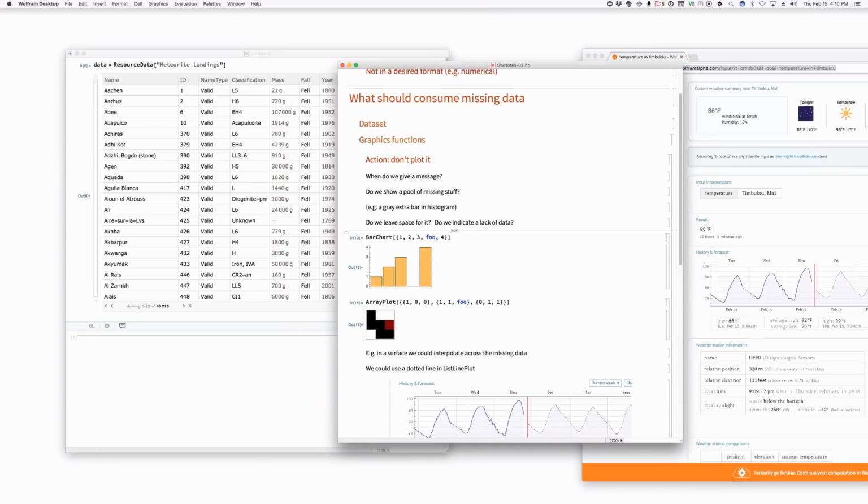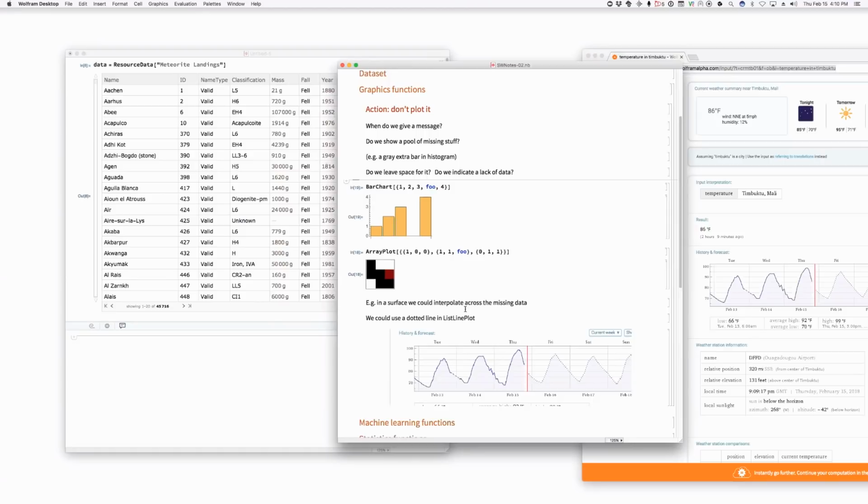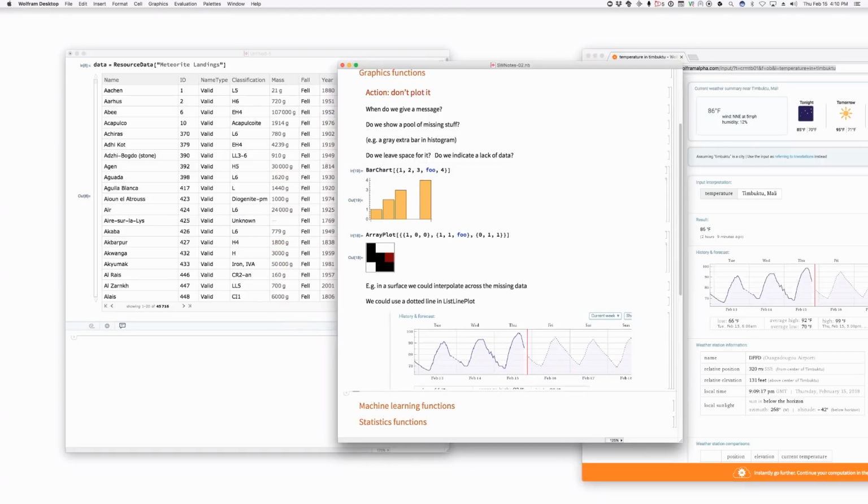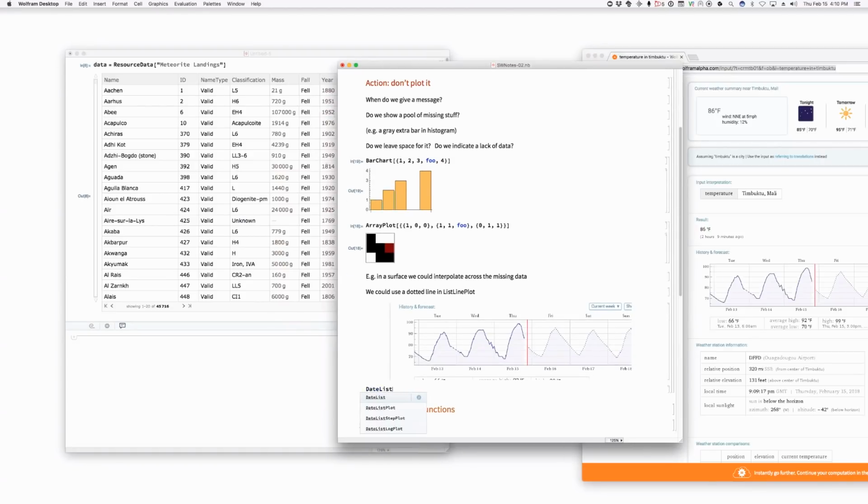So let's walk through. Let's talk about cases where it's just absolutely wrong. So, for example, let's say DateListPlot. Okay, mm-hmm. So there we've got... I don't know how to get a good list of dates. You can just use yesterday, today, tomorrow, and whatever values you want.